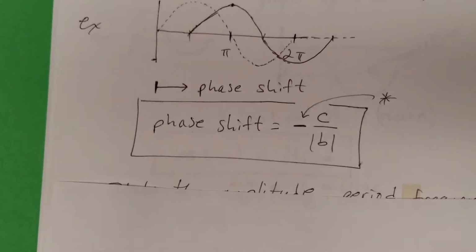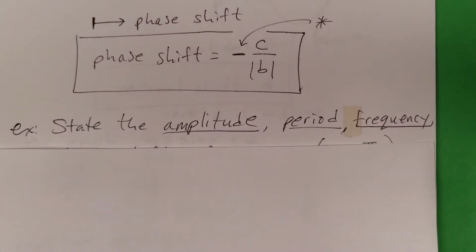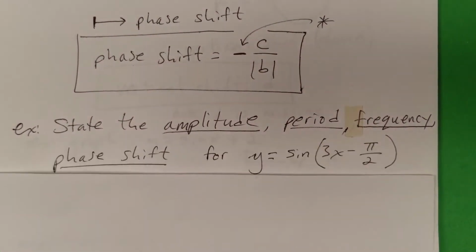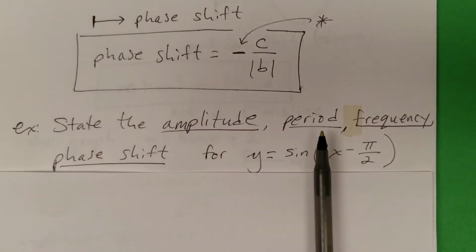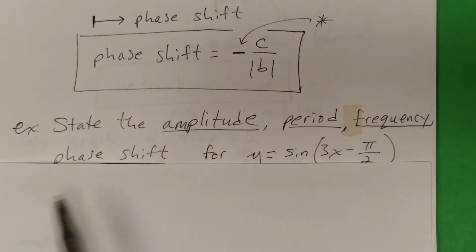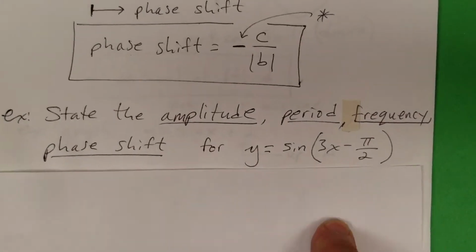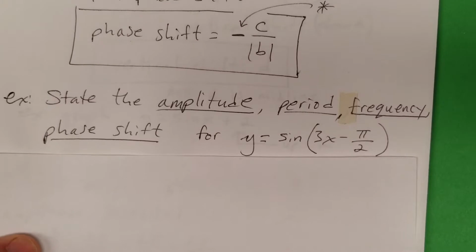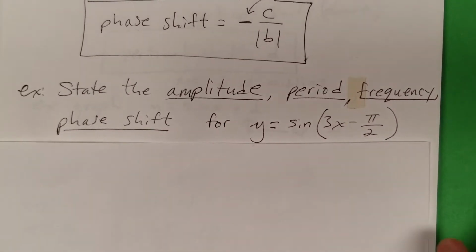Okay? So let's look at an example. So let's do all 4. The amplitude, the period, the frequency, the phase shift. So here's your function. Wow, look at all those numbers there. So, before we copy it, let's think back.